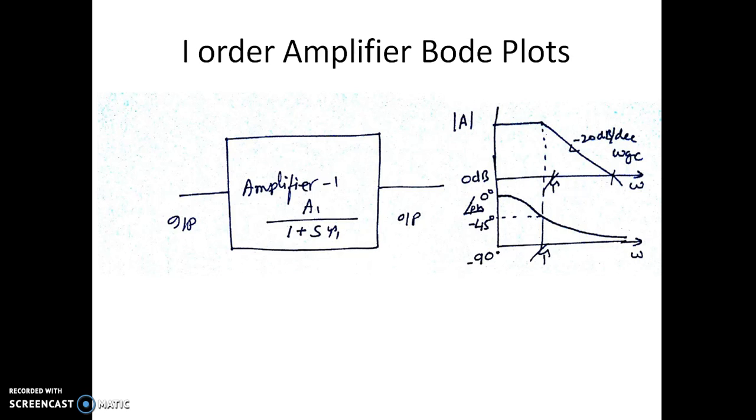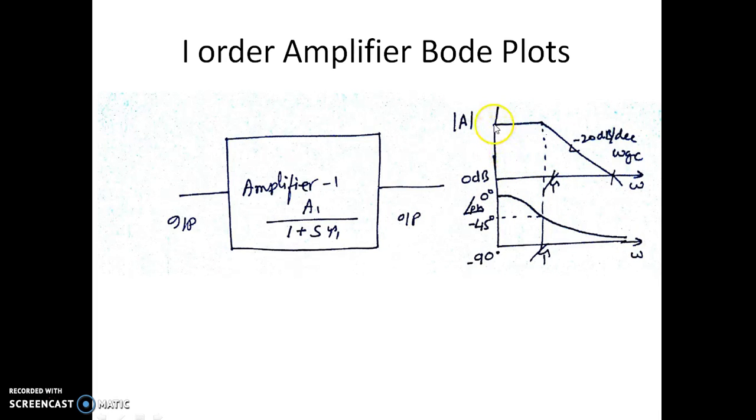Now this is the Bode plot of this amplifier having a transfer function A1 divided by 1 plus S into tau 1. Since this is a first order amplifier, the Bode plot, that is the magnitude plot and phase plot, is plotted over here. We have only one pole, which is at minus 1 over tau 1, the location of the pole in the S plane. The cutoff frequency of that pole happens to be 1 over tau 1.